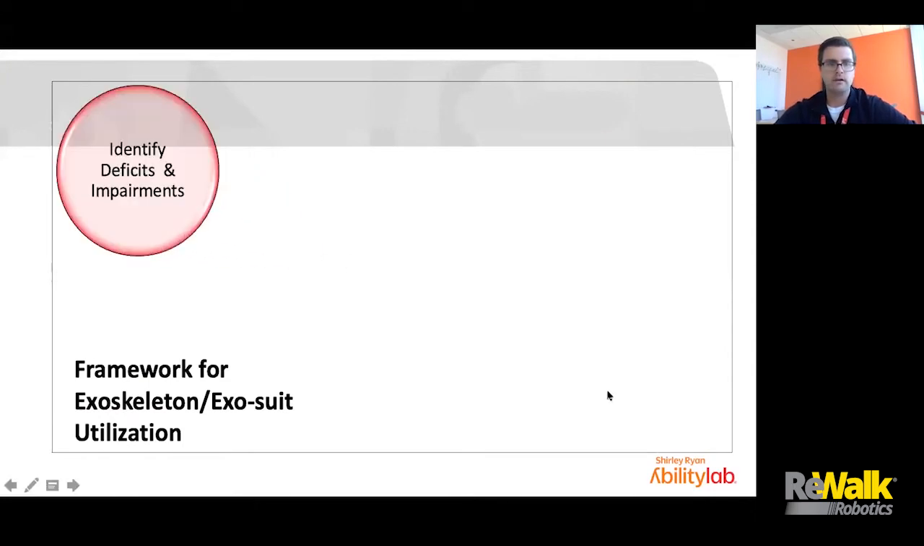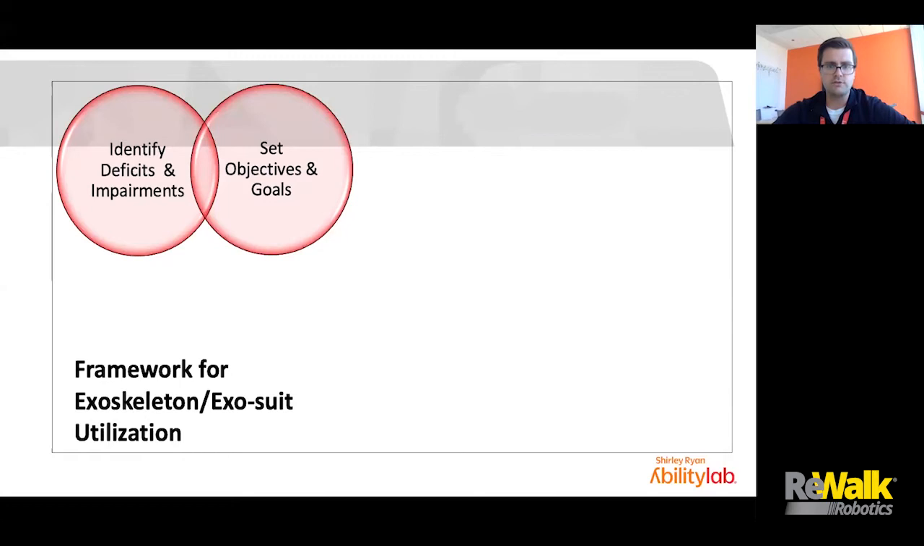So like any good physical therapist or therapist practice, you're going to identify deficits and impairments that you see in the patient. You know, you're looking at them from the same eye that you have in any therapy setting. So you're identifying strength impairments or endurance impairments or sensory deficits, and not just noticing that they're there, but how is that going to play into when you put them into the robotic device.